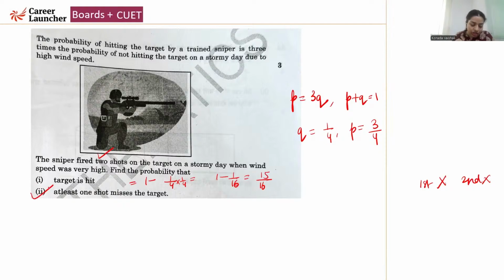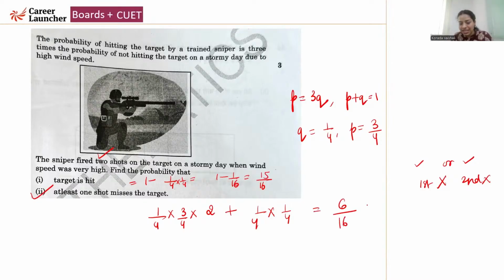At least one shot is being missed. So in this, either the first one is missed or the second one is missed. So accordingly, you will say it is going to be 1/4 into 3/4 into 2, plus 1/4 into 1/4. Either it is missed once, that too in the first one or in the second one, or both times it is missed, because at least one means either one is missed or both are missed. So after solving this equation, it is going to be 6/16 plus 1/16, which is 7/16, and this completes the question.